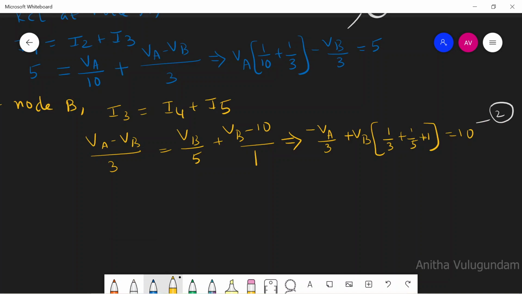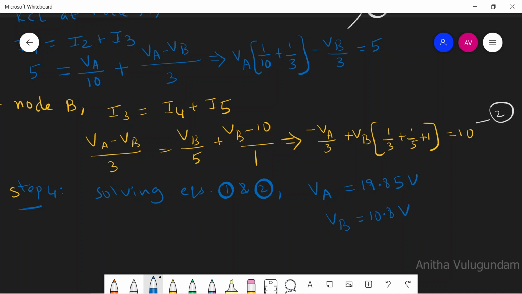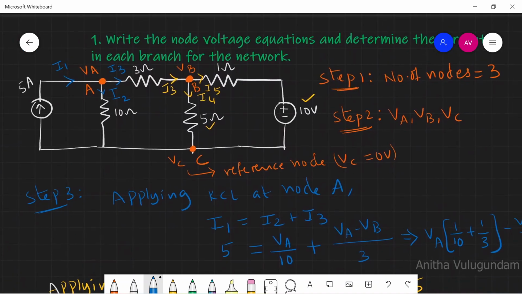Next step. Step 4. Solve the KCL equations to find node voltages. Solving equations 1 and 2, we will get the value of node voltages. We get VA equal to 19.85 volts and VB equal to 10.8 volts. Right? Let us see the question.